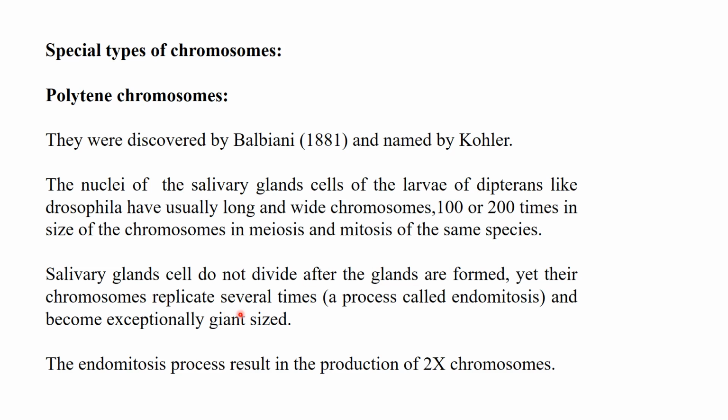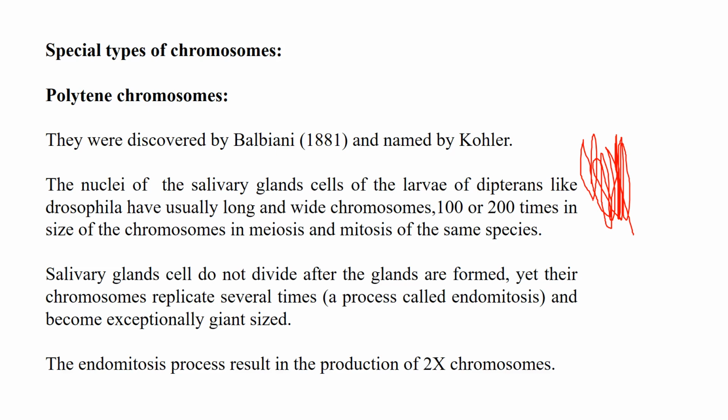Yet their chromosomes replicate several times, a process called endomitosis. Cell divide नहीं हो रही लेकिन chromosomes divide हो रहे हैं. This process is called endomitosis, and they become exceptionally giant. तो chromosomes आपस में multiply होने के बाद आपस में ही giant बना लेते हैं. This type of chromosome is called polytene chromosome. The endomitosis process results in the production of 2x chromosomes. 2x chromosome means double the number of chromosomes. यहाँ पे x का मतलब है double.